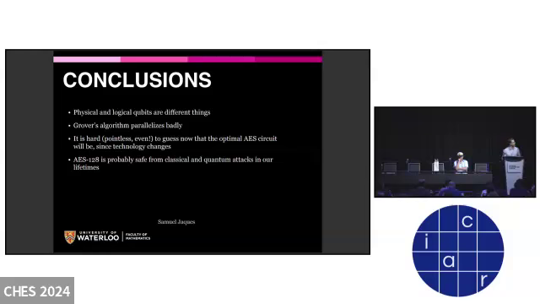And so this is me getting to the conclusions here. Going back, this is the 3rd time I'll say it, but physical and logical qubits are different things. Keep that in mind when you see quantum computing news or quantum computing research. Grover's algorithm has this bad parallelization problem, and so it's not really the square root speedup that the theory says it's supposed to be. Guessing optimal AES circuits, I think, is very hard and possibly even pointless at this time. And all of this together, I think AES is probably safe from classical and quantum attacks in our lifetimes.